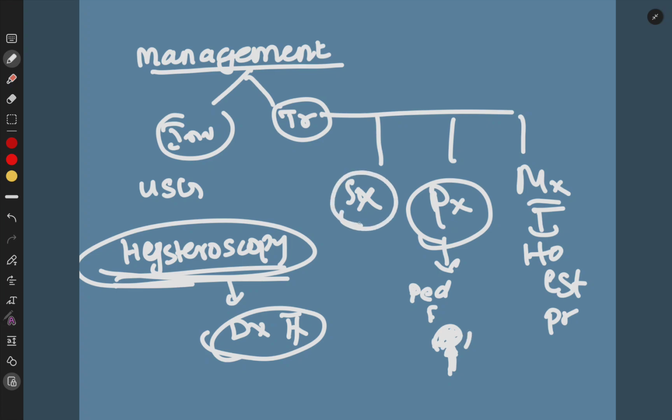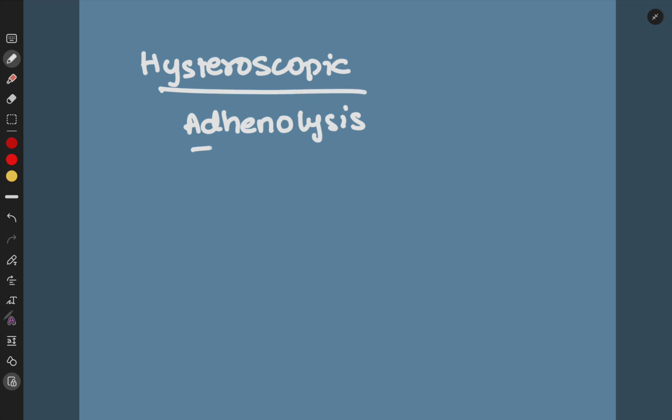In the surgical procedure, we do hysteroscopic adhesiolysis. This is a hysteroscopic surgery. We'll discuss it more. Hysteroscopic adhesiolysis.